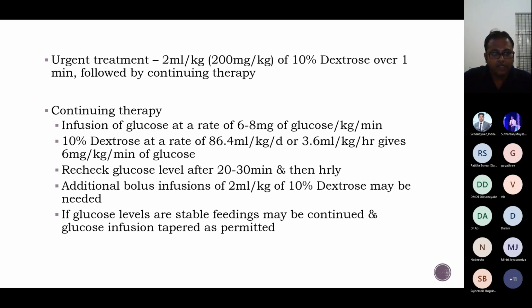So you have to recheck the glucose level after 20 to 30 minutes, and sometimes you might have to give additional boluses. So if glucose levels are stable, you can continue feeding, and then you can slowly wean off that dextrose infusion.